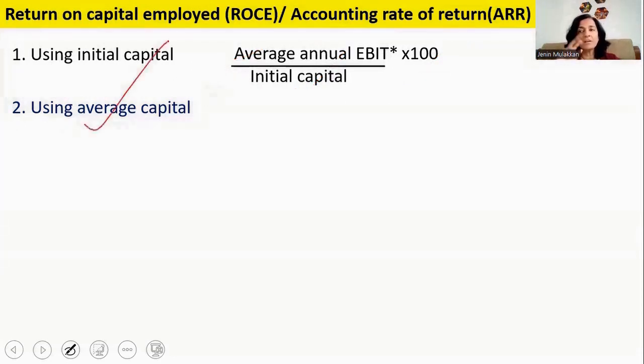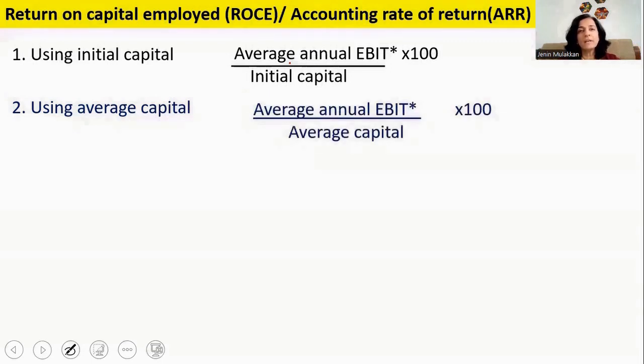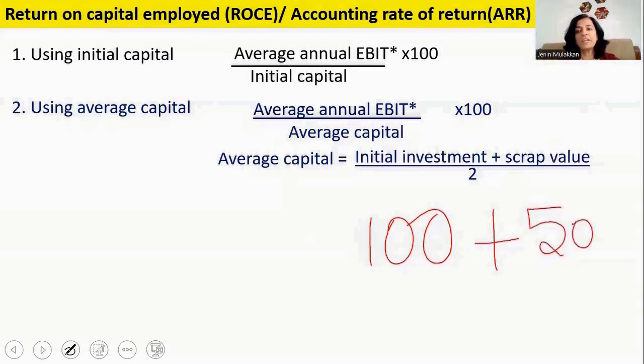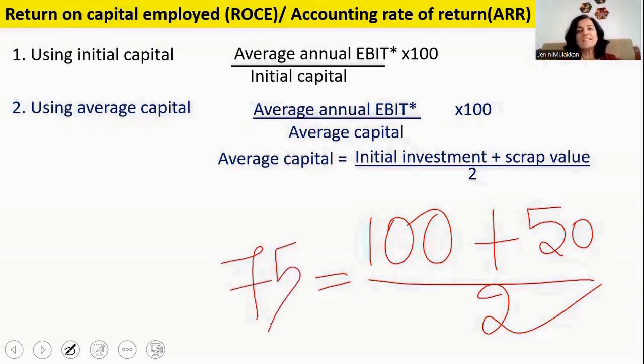Now, if you're using average capital, the only difference is that instead of using the initial capital, you use average capital. That's it. So the formula gets modified. It's average annual EBIT. The numerator remains the same. And the denominator, you are calculating the average capital. And the average capital is given by the formula initial investment plus the scrap value divided by 2, which means that if you're starting with an initial investment of 100 and the final scrap value is 50, then on an average, the capital that is employed is 100 plus 50 divided by 2, or it is equal to 75.